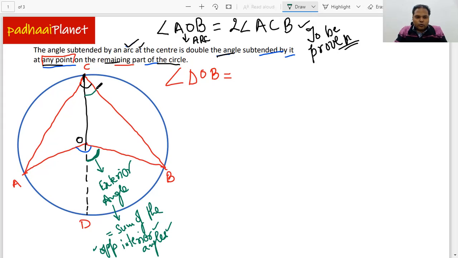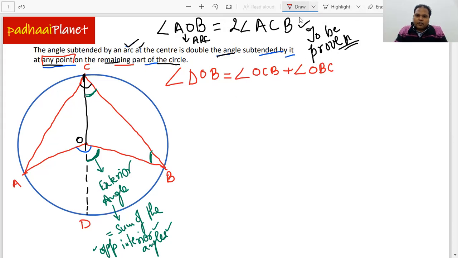So if we check out the opposite interior angles to this particular exterior angle, then we'll see that these are the two opposite interior angles of this exterior angle. So what we can say is that angle DOB is equal to angle OCB plus angle OBC, right?